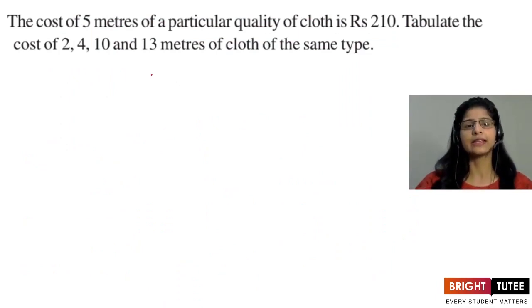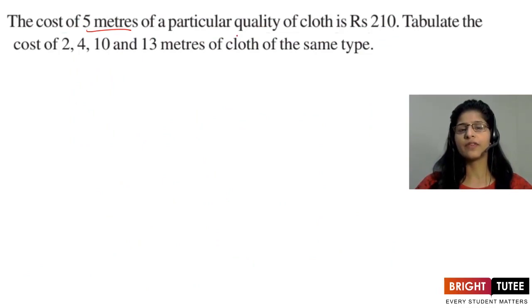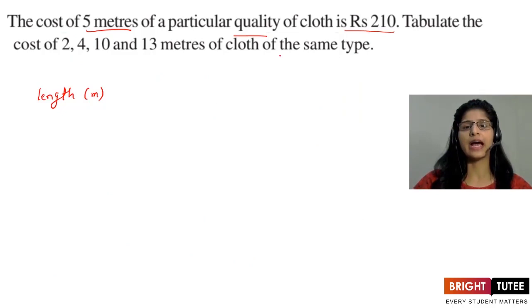I have one more question. It is asking, the cost of 5 meters of a particular quality of cloth is rupees 210. So we have been given the length of the cloth, that is in meters, and we have been given the cost of it, and the cost is given in rupees. So what they have given, when the length is 5, the cost is 210. You don't need to write the units here because units we have already mentioned.